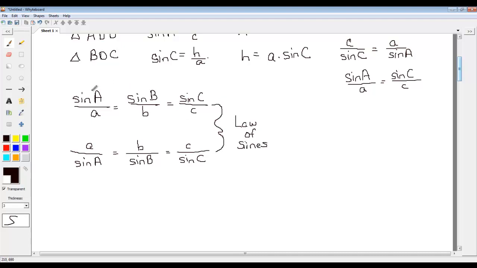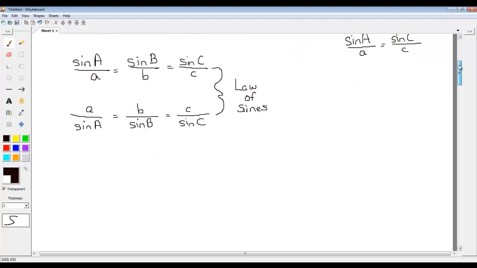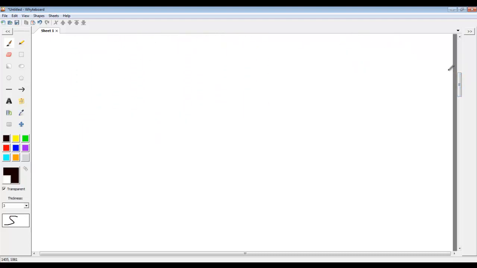If you know two angles and one side, or if you know two sides and one angle, to set up one of these proportions, then you can use the law of sines and finish finding everything else. Okay, so let's do some examples. Let's do an example of using law of sines to solve an oblique triangle. These are not right triangles; they're oblique triangles.